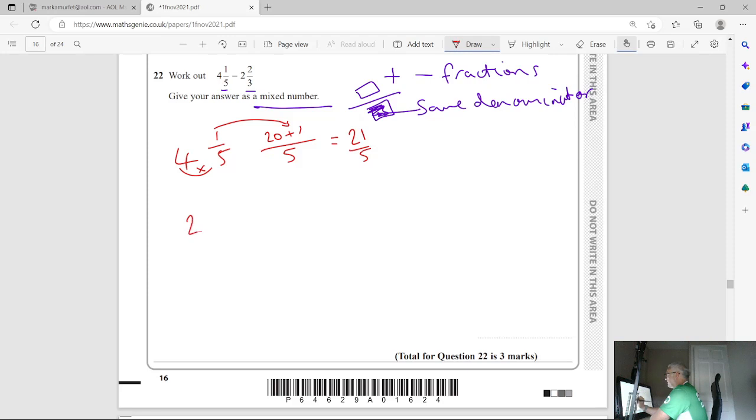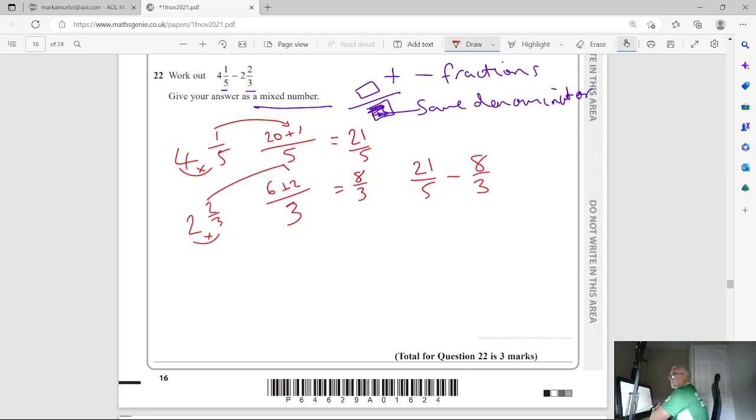Doing the next one, I've got 2 and 2/3. So I'm going to multiply those together. That's going to give me 6. Then I'm going to add the 2 over 3 still. So that's going to give me 8 over 3. So I've converted that into improper fractions. That gives me 1 mark. Okay. Still going to write the sum out again. 21 over 5 this time. Take away 8 over 3.